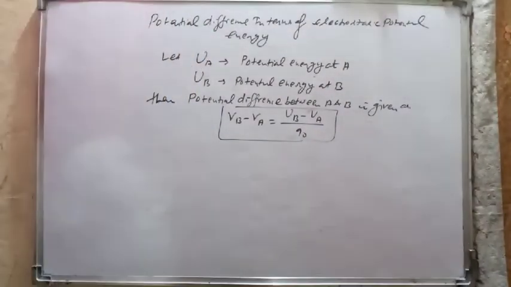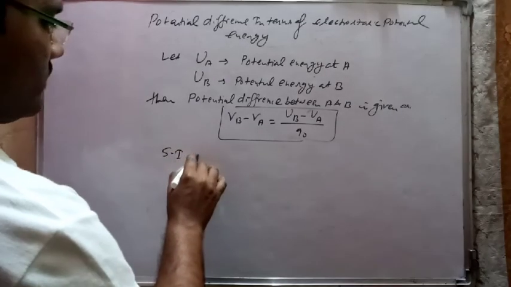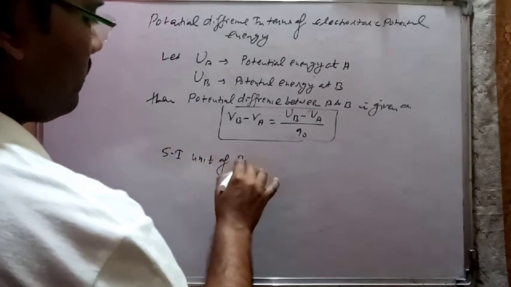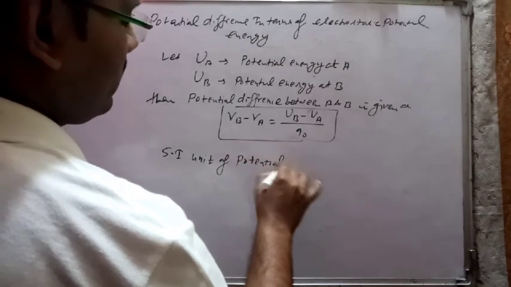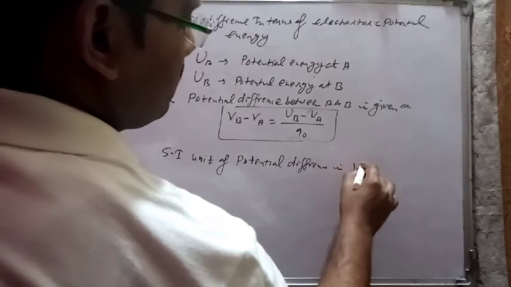SI unit of potential difference is also bold. SI unit of potential difference is bold.